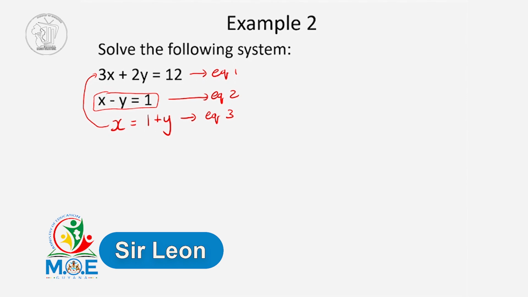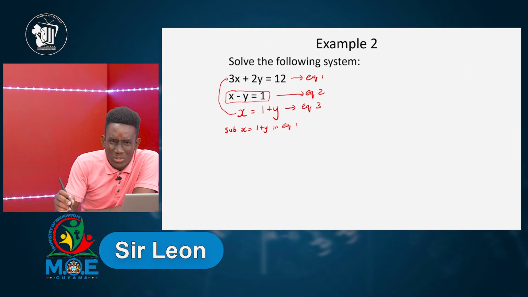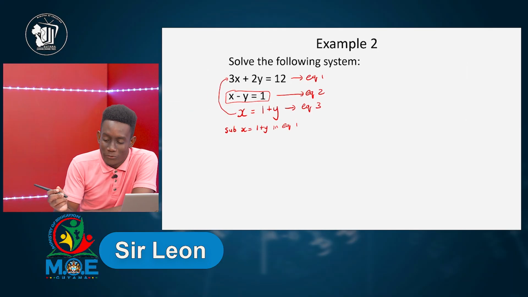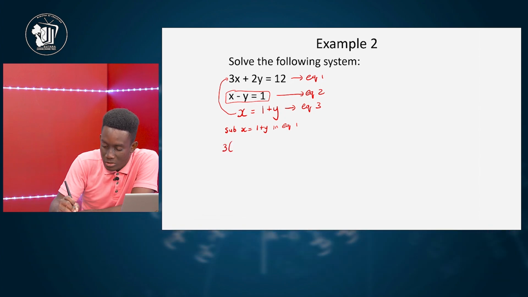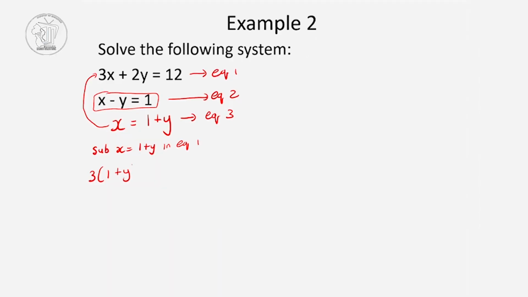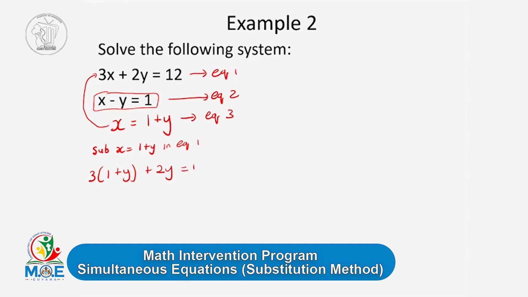So we can say we substitute x equal 1 plus y in equation 1. You don't need to write this, but I'm just putting this as an extra guide for you. So we'll have 3x. Now instead of 3 multiplied by x, we'll have 3 multiplied by 1 plus y, and that is the value of x that we have, plus 2y is equal to 12. And we do some simplification and solve. So we distribute this 3. So 3 times 1 would be 3. And 3 times y would be plus 3y plus 2y is equal to 12.